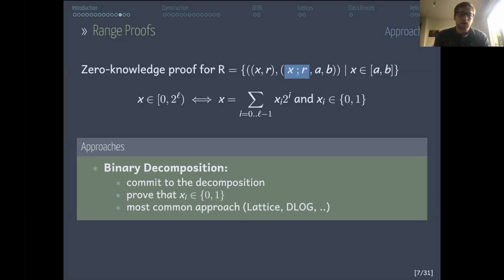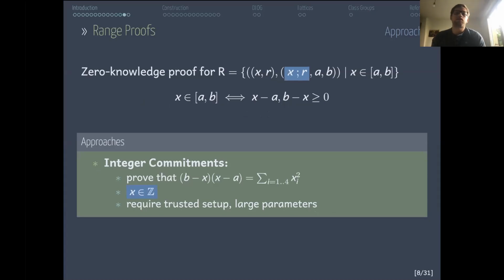Essentially, this approach is the most common one in recent range proof literature, also for the lattice setting and for the D-log setting, because it can be optimized very, very far. So you get very efficient range proofs from this type of construction. The second approach I want to talk about.